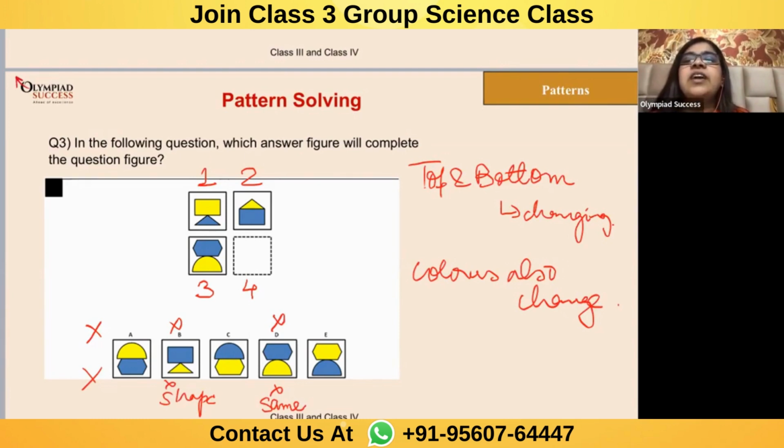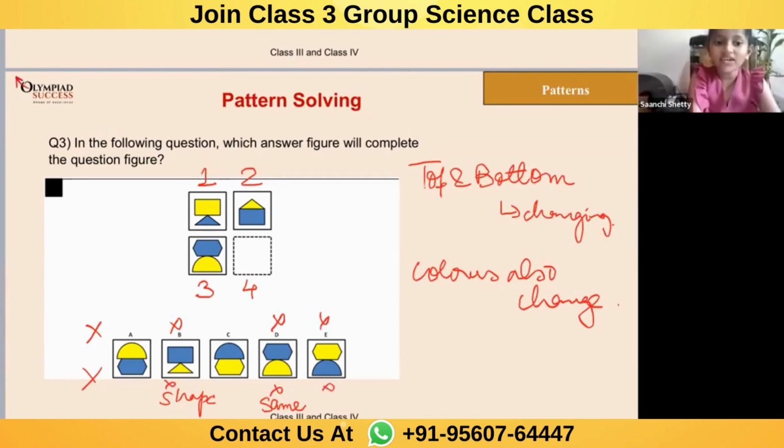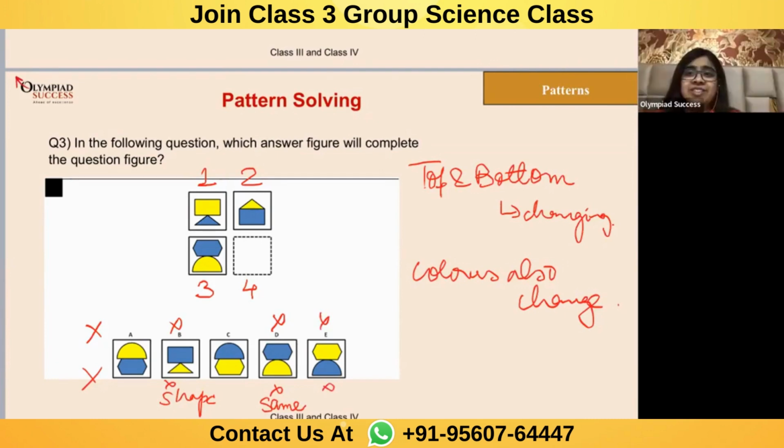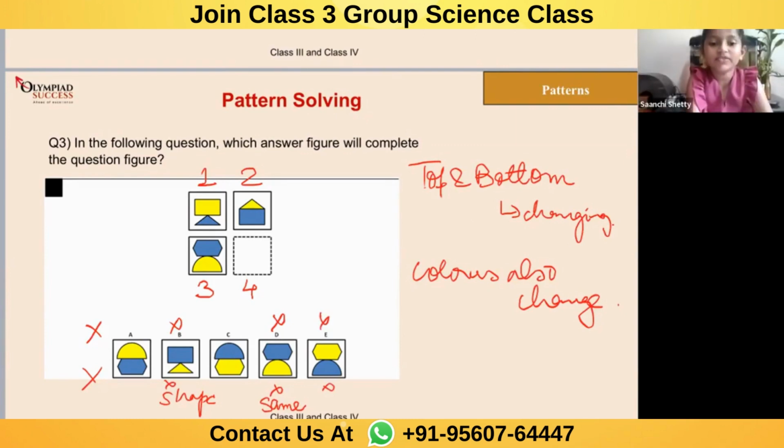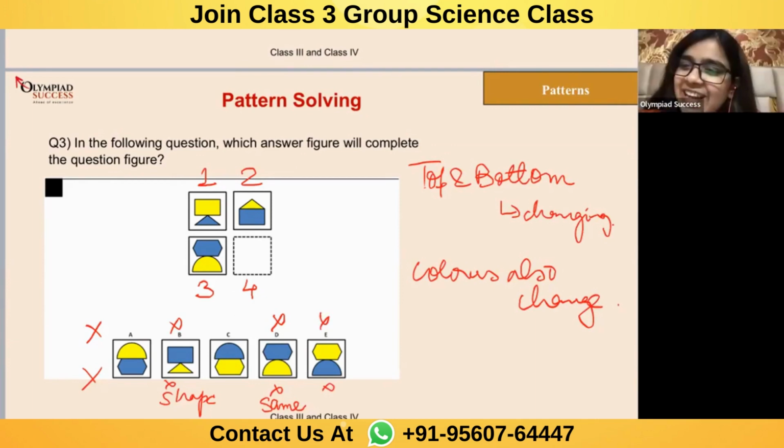And one more is Sanchi. Sanchi, you will tell me why option E is wrong? Teacher, the colors don't change in this one. Colors don't change? Sorry, the shapes don't change. Yes, the colors are changing, but the shapes don't change, and that's why we will say that option E will be wrong. Hexagon is still at the top and semicircle is still at the bottom.